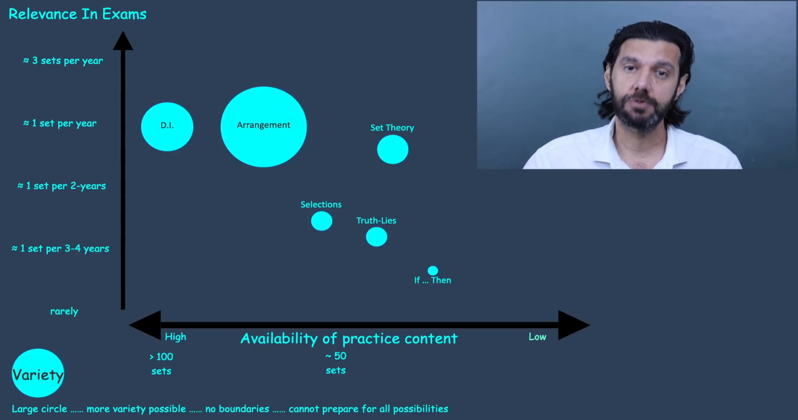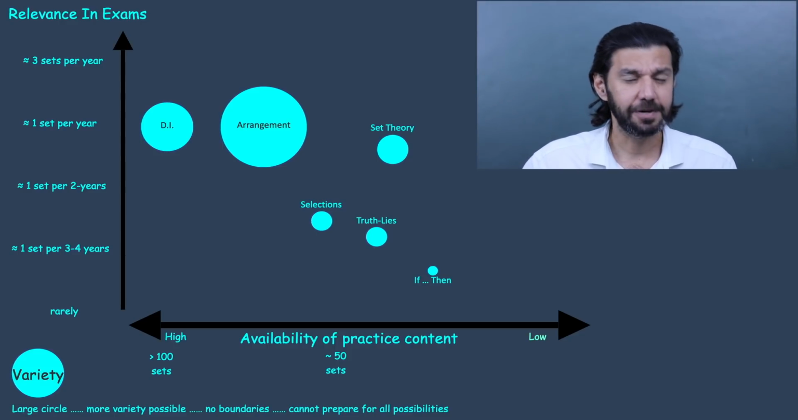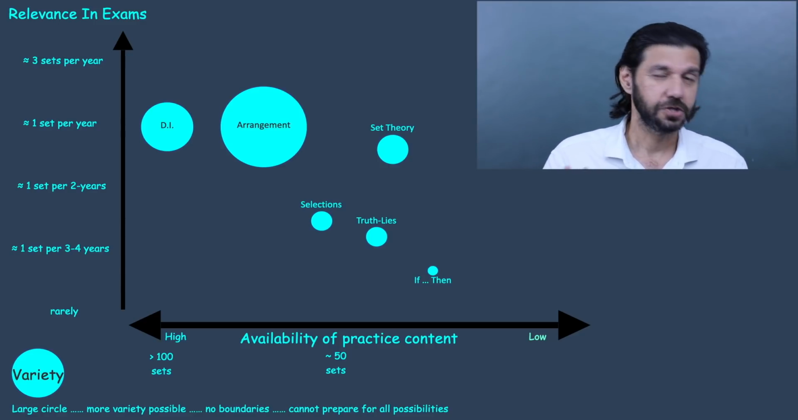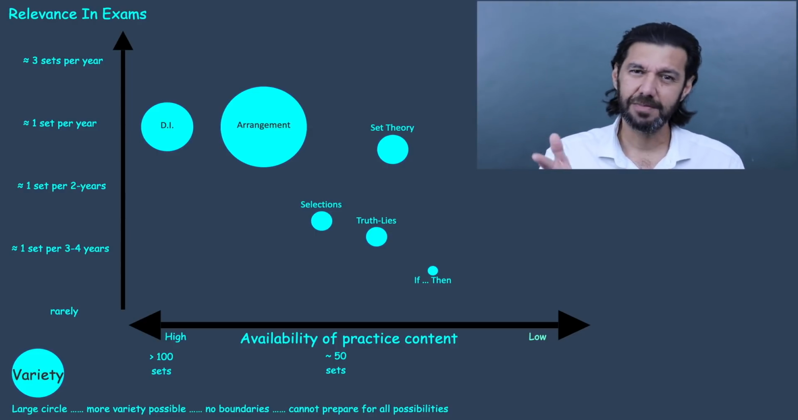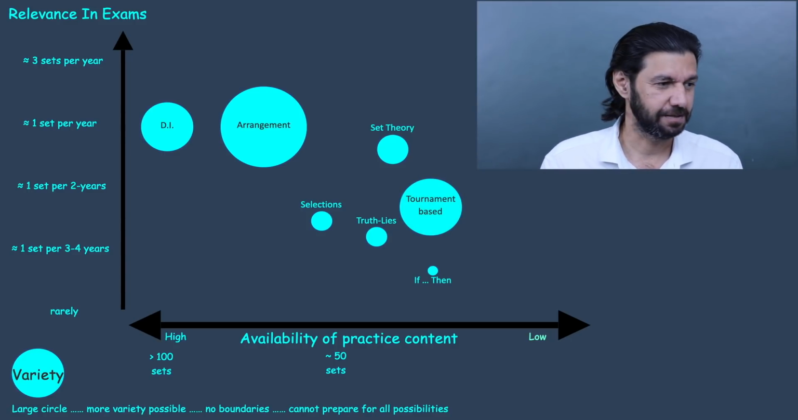There are sets on truth and lies. It is not very, very prevalent, but then one set in 3 years or 2.5 years is the norm. So you need to be prepared for that. Content available is okay, somewhere in the middle. You don't have a lot of content, but also there's not a big dearth of it, right?